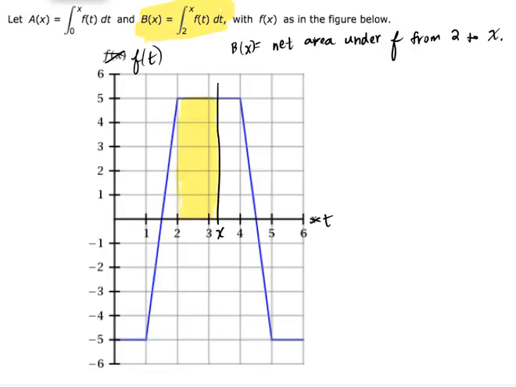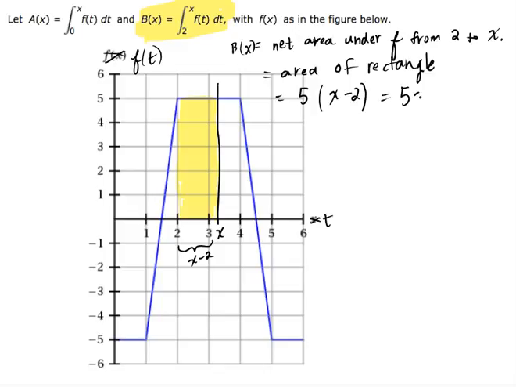Our lower limit of integration is 2. Okay, so that area is a rectangle. So it's the area of the yellow rectangle here, which has a constant height of 5 in this example, and its width is from 2 to x. So its width would be x minus 2. Okay, and that's it. That's B of x. You could distribute if you want and get 5x minus 10.